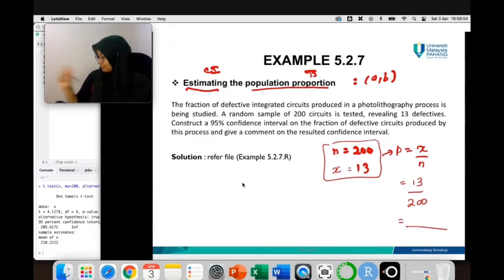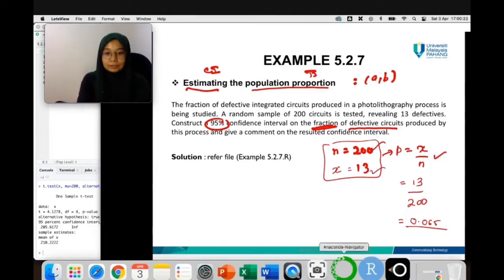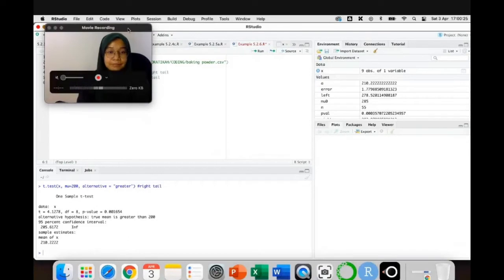Berapa nilai P ni? Calculator, someone? 13 over 200, 0.065. 0.065. Okay, so construct a 95% confidence interval on the fraction, proportion sama, of defective circuit produced by the process and comment. Okay, now we have the N, we have the X, we have the P. So let's do it in the R, 5.2.7.